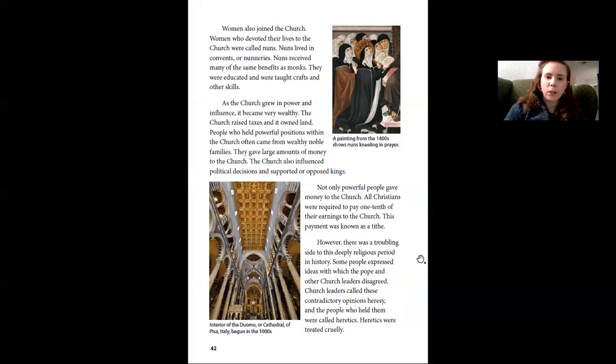However, there was a troubling side to this deeply religious period in history. Some people expressed ideas with which the Pope and other church leaders disagreed. Church leaders called these contradictory opinions heresy, and the people who held them were called heretics. Heretics were treated cruelly. So here we see a painting from the 1400s, which shows nuns kneeling in prayer. And then here, the interior of the Duomo or Cathedral of Pisa, Italy, begun in the 1000s.